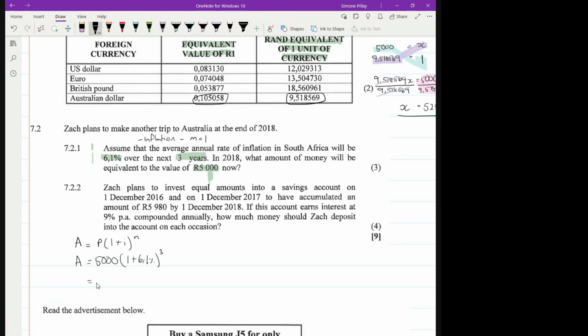5,000 plus 6.1%. I am getting, oh, that's multiplication, plus... 5,971.95.